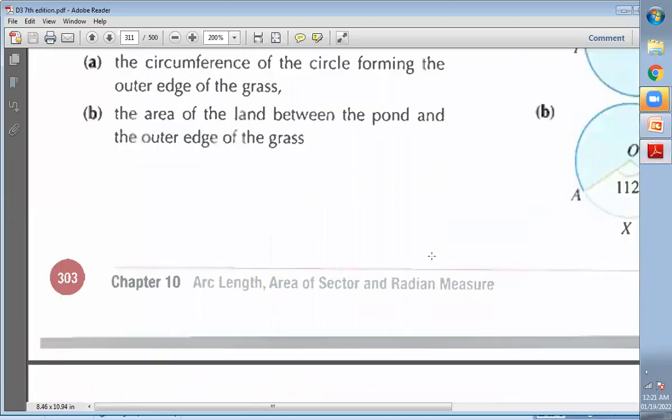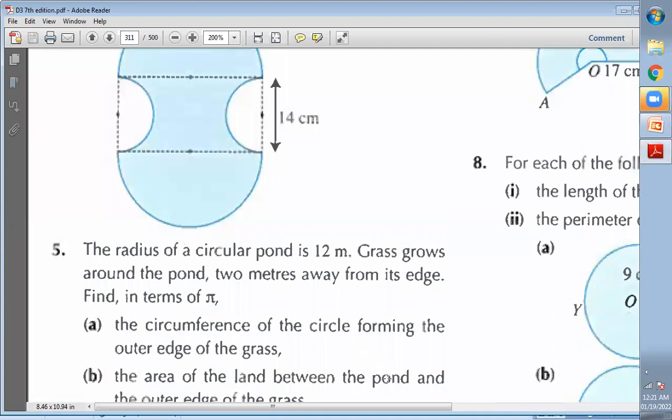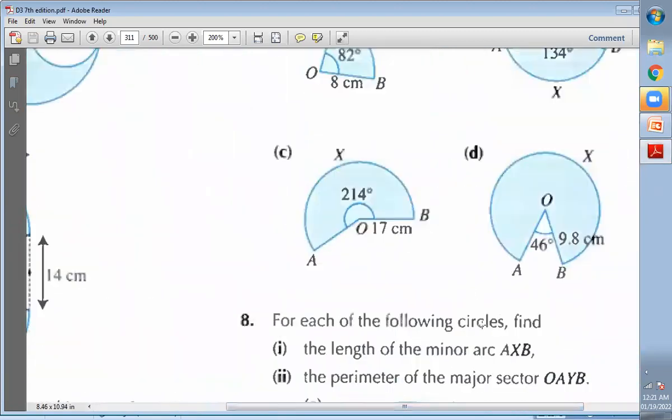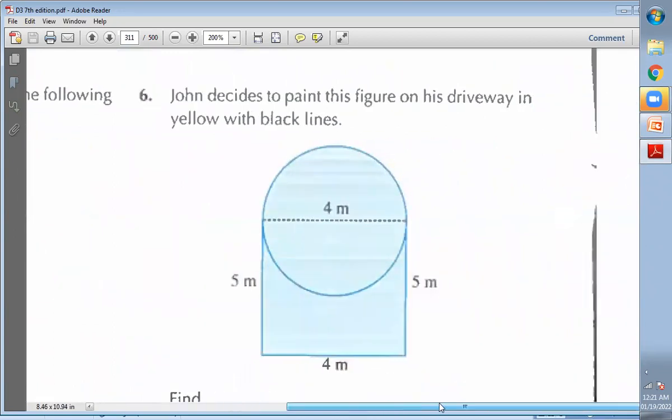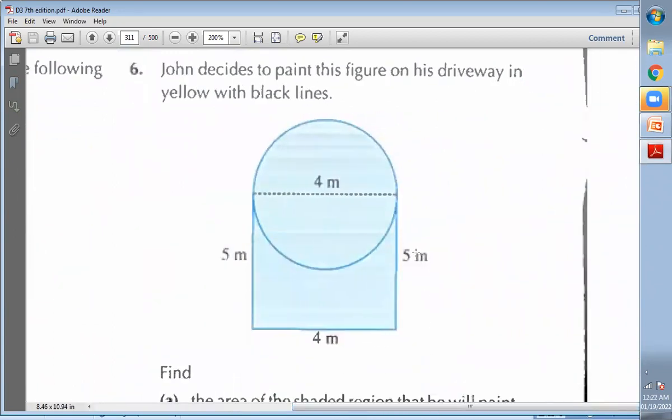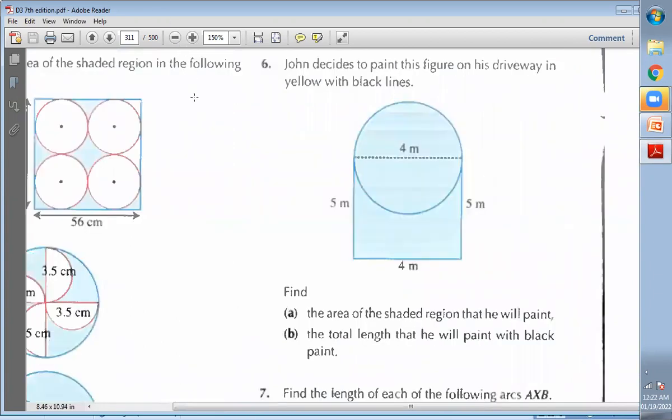Okay, so that's question number 5, and it's the B part. Now we are going to do question number 6. So here we have question number 6.